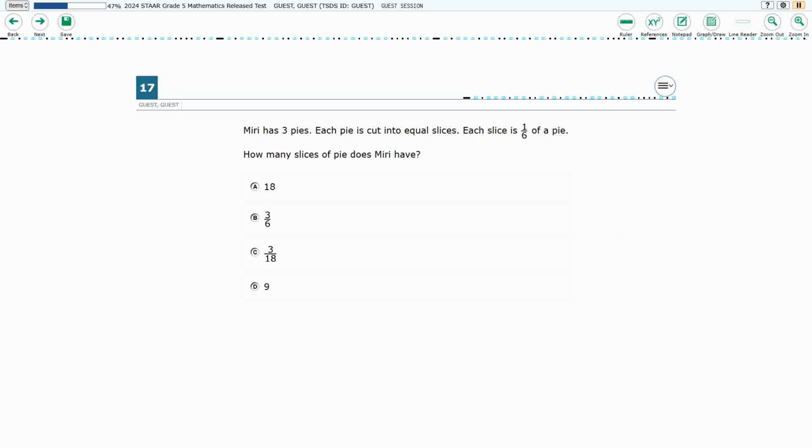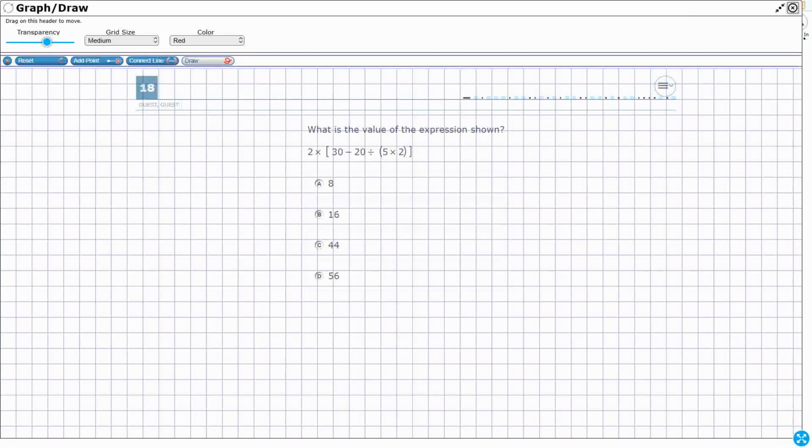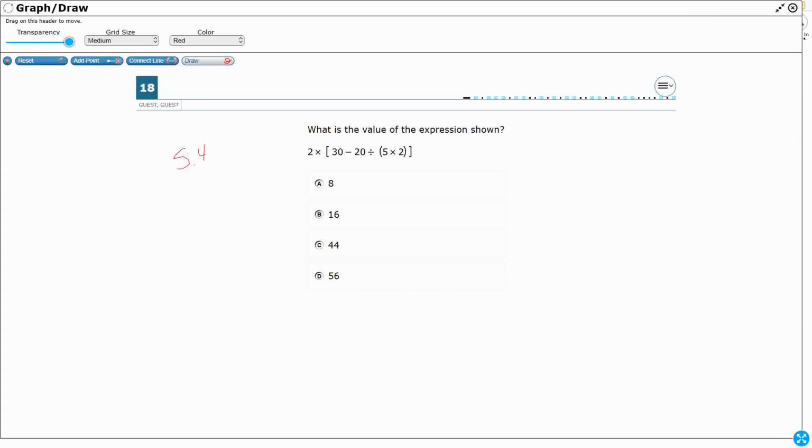Let's see, we need to make sure we answer the question. There we go. For number 18, we are looking at simplifying expressions and order of operations. This is standard 5.4F. So I've got this expression here. I need to think of my order of operations. Please excuse my dear Aunt Sally.